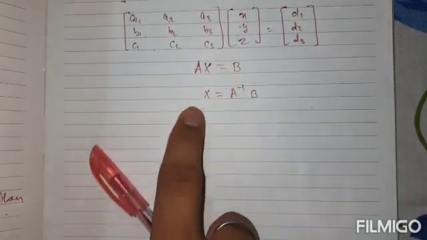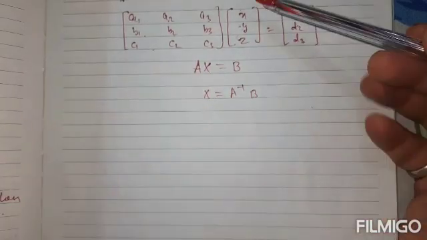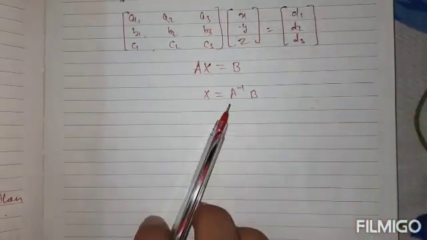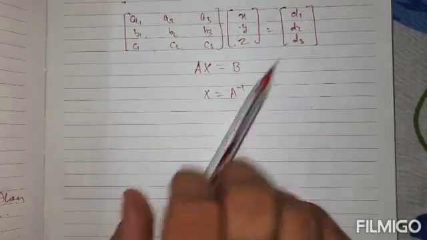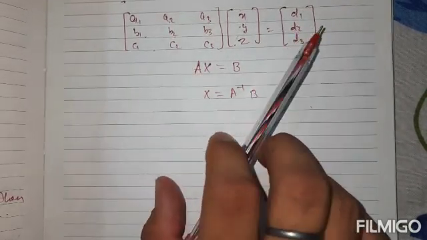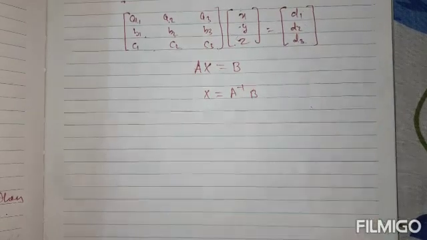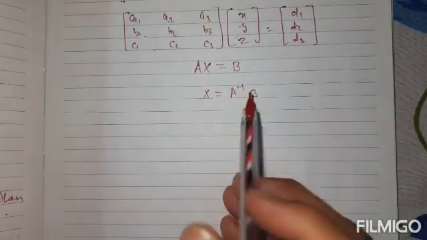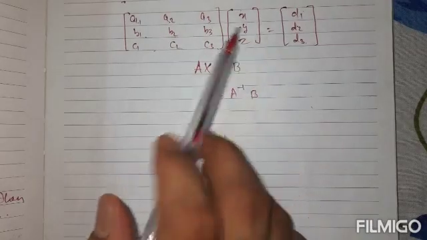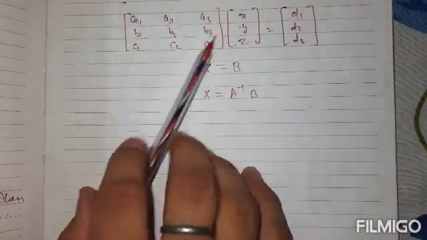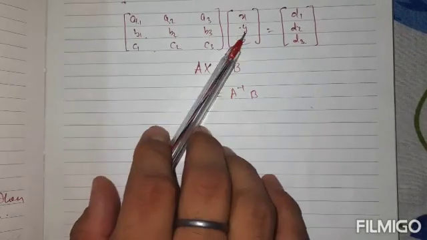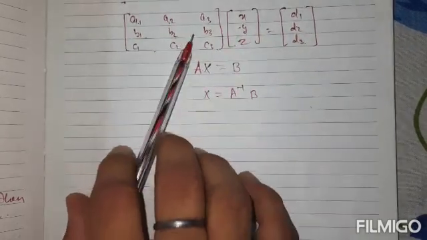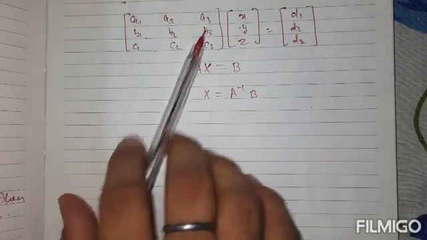So it means that X, the matrix of variables, is directly found by multiplying the inverse of this matrix A with this matrix of constant terms. So whatsoever equation is given, form this type of matrix equation and denote this by A, this by X, this by B. We need to find the inverse of this matrix A.